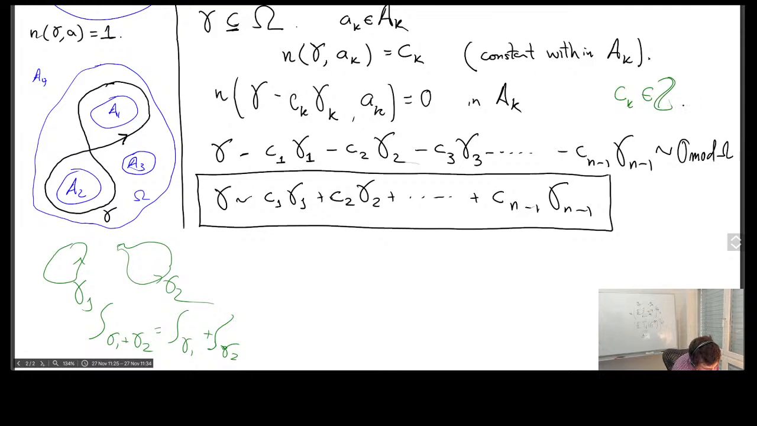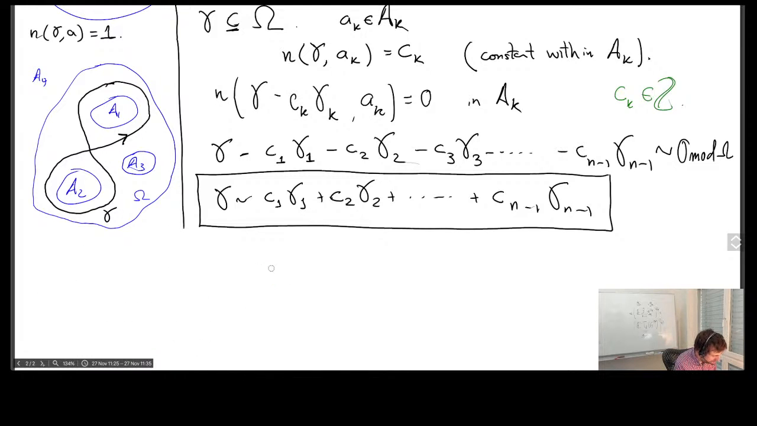Right, they are integers, because the winding numbers, I know they're integers. We proved that winding numbers are integers. And so by taking twice gamma 1, I mean just go around gamma 1 twice. Okay, are there any more questions? Is this clear? All right, thanks for the questions.